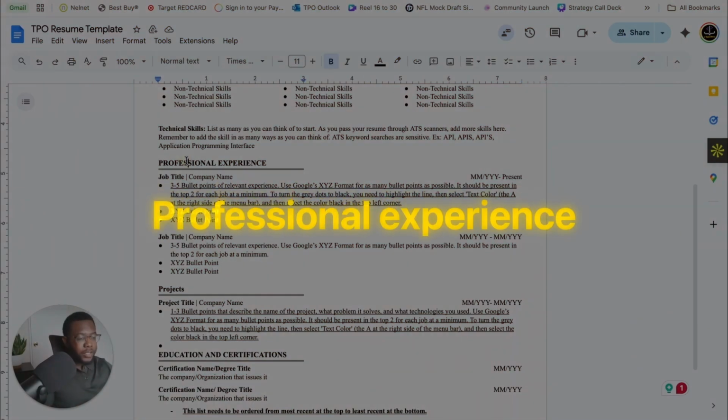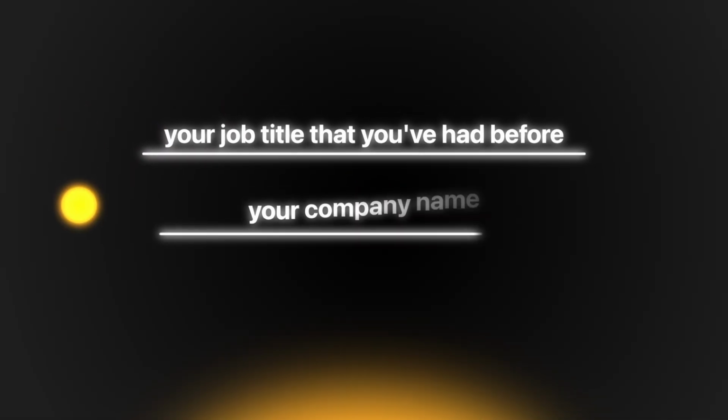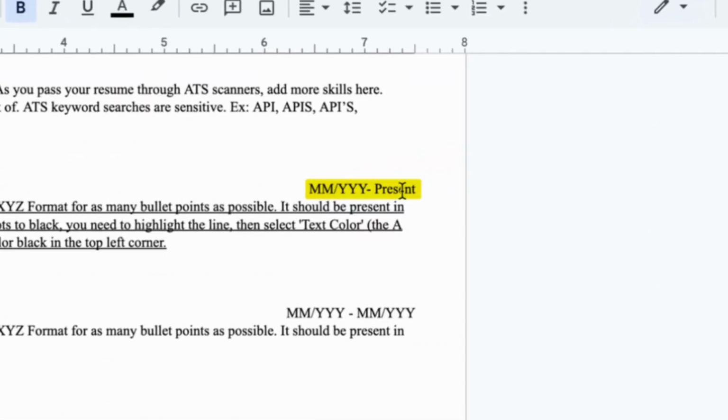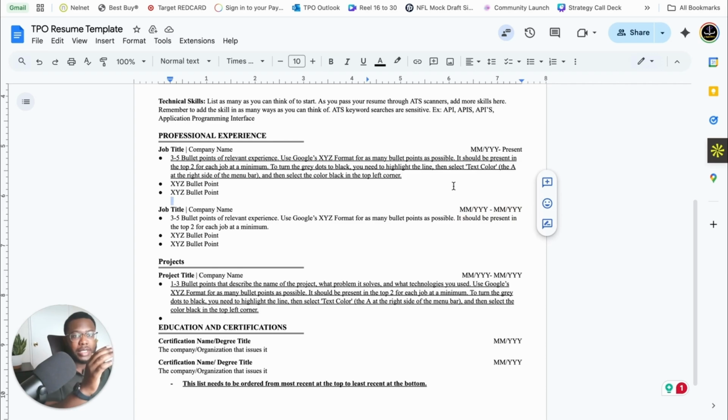Moving along to professional experience. In this section, you want to put the job title that you had before. You want to put your company name. You want to put the month and year format. And if it's your most recent role, you want to put to present. And if it's something in the past, you want to order this from most recent to least recent.